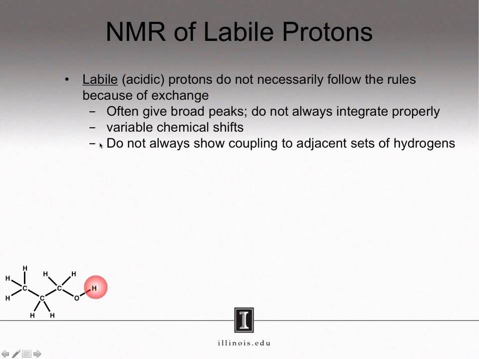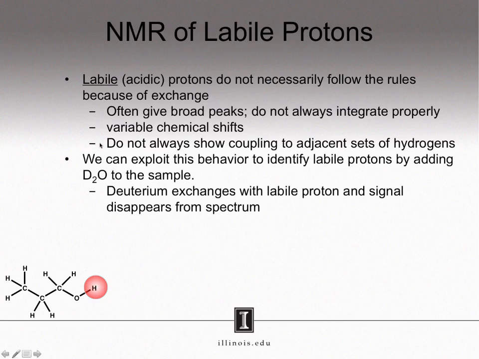Let's say we have an NMR spectrum and we suspect that we have a labile proton in our molecule. Is there a way that we can use this exchange process to figure out what signals belong to labile protons? The answer is yes. What we can do is we can add D2O to our NMR sample. Why would this help us? Remember that D stands for deuterium. Deuterium is simply a hydrogen atom that contains 1 neutron.